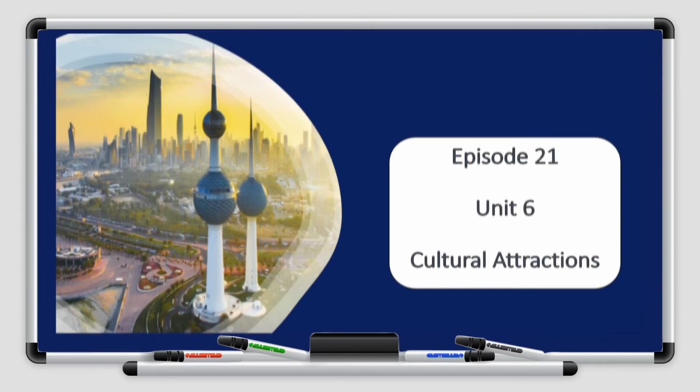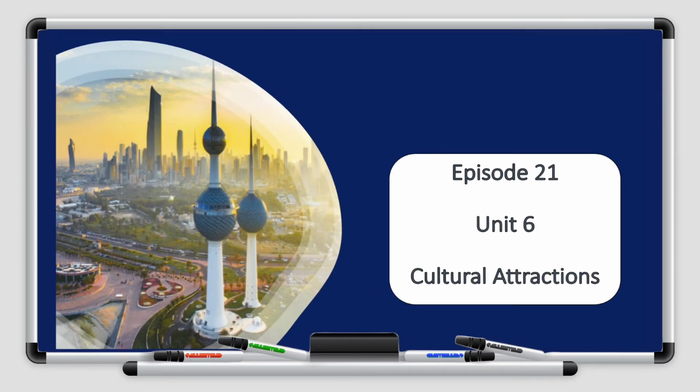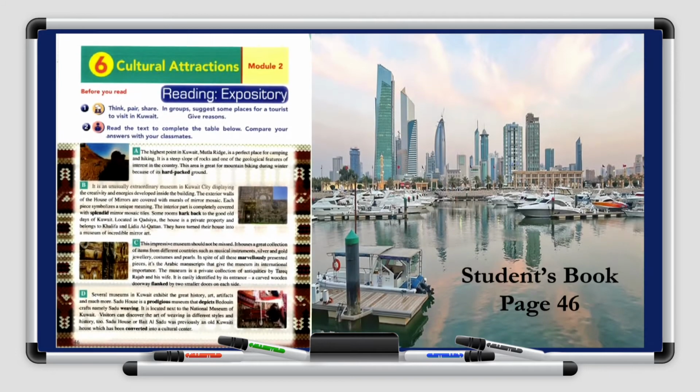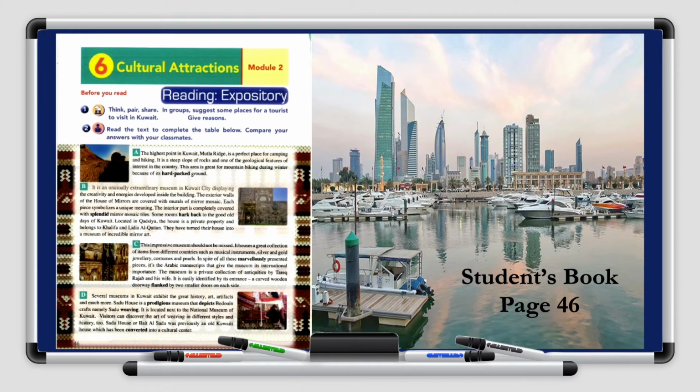My dear viewers, welcome to a new episode of Target English Grade 9. In this episode, we are going to tackle and cover Module 2, Unit 6, under the title of Cultural Attractions. It is presented in your student's book, page 46.